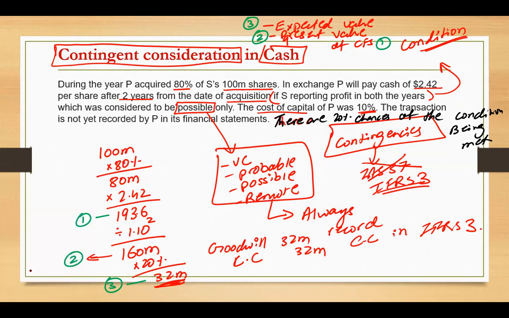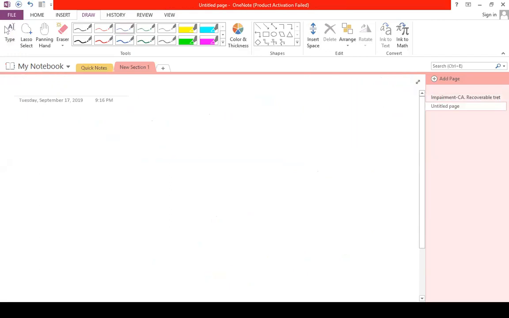Now, whenever we calculate anything at present value, we need to unwind that every year. Anything which is calculated at present value needs to be unwound every year. And similarly, anything which is calculated at its expected value needs to be reassessed at each year. So now in case of contingent consideration, what we need to do?